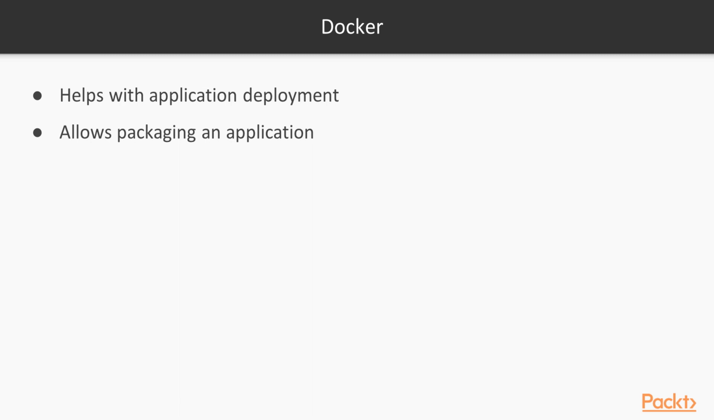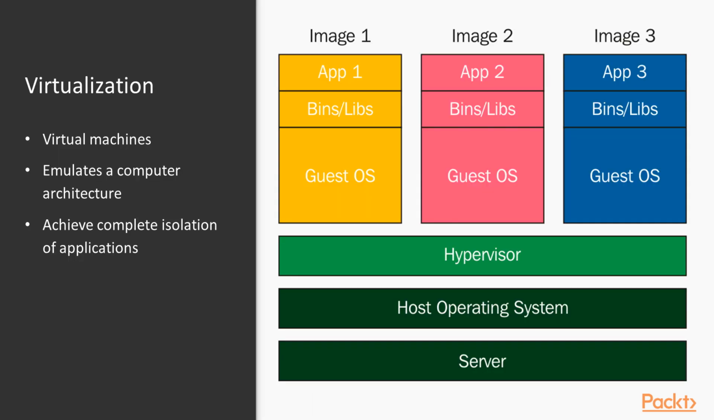Containerization versus virtualization. Without Docker, isolation and other benefits can be achieved with the use of hardware virtualization, often called virtual machines. The most popular solutions are VirtualBox, VMware, and Parallels. A virtual machine emulates a computer architecture and provides the functionality of a physical computer. We can achieve complete isolation of applications if each of them is delivered and run as a separate virtual machine image. The figure represents the concept of virtualization.